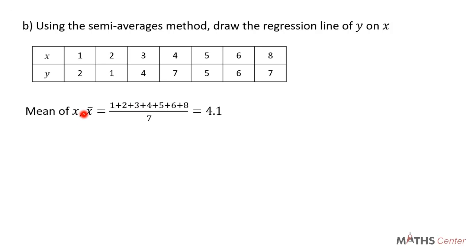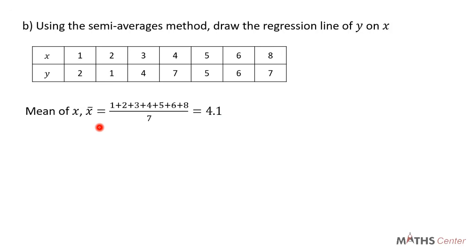X mean is the mean of all the x values. So we add all the x values together and we divide it by their number. There are 7 in total. 1, 2, 3, 4, 5, 6, 7. And so we add 1 plus 2 plus 3 plus 4 plus 5 plus 6 plus 8, and we divide that by 7. And that gives us 4.1. This is the x mean.